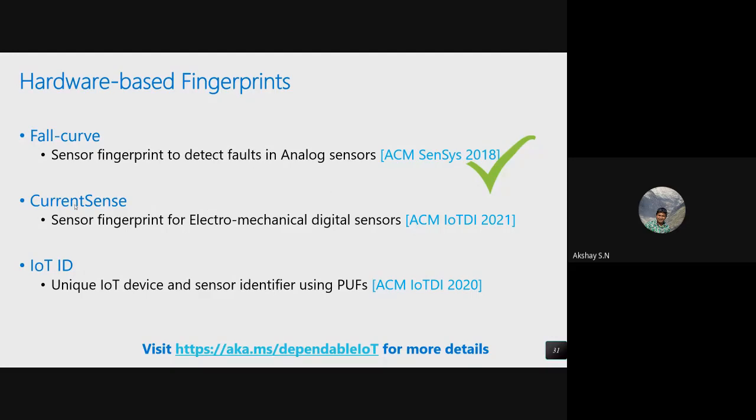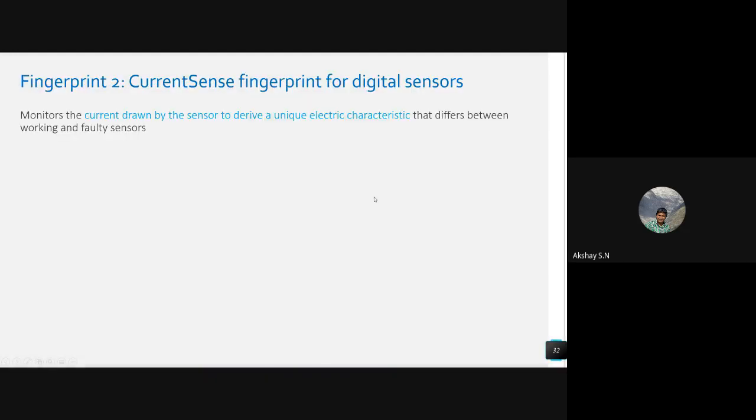Okay, let's go to the second fingerprint, right? So till now I was talking only about analog sensors, right, where you can measure the voltage directly. With digital sensors, you cannot do that directly, right? You cannot measure the analog voltage directly, right? So now let's see how we can detect faults in digital sensors. So the idea behind the current sense fingerprint, right, is we monitor the current drawn by the sensor to derive a unique characteristic which differs between working and faulty.